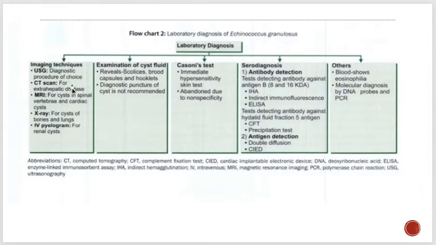So you can see over here, imaging. What imaging can be used? Ultrasonography can be used, and this is the procedure of choice. Why? Because it is widely available and simple to do, right? CT scan can be done, MRI can be done, X-ray can be done, and IV pyelogram in the case of a renal cyst can be done as well. Of course, depending on where the cyst is, we will examine that area.